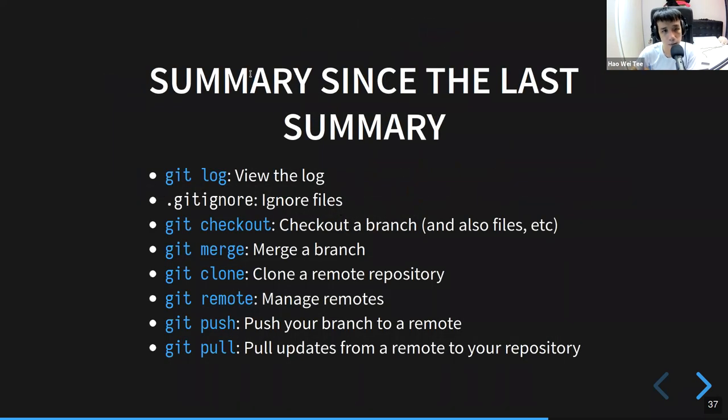Okay, so this is what we have covered since the last summary: git log, checkout, merge, clone, remote, push and pull. All of these are for collaboration with different branches as well as with remotes like GitHub or other Git servers like GitLab, etc.